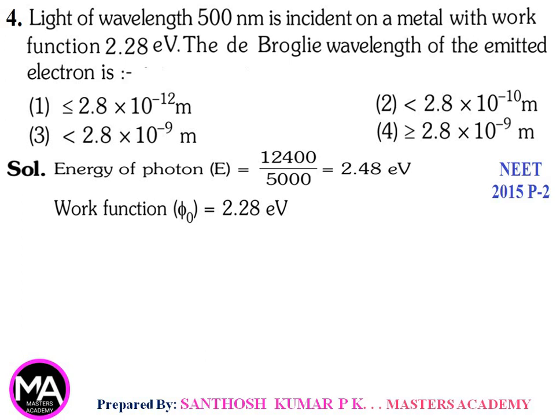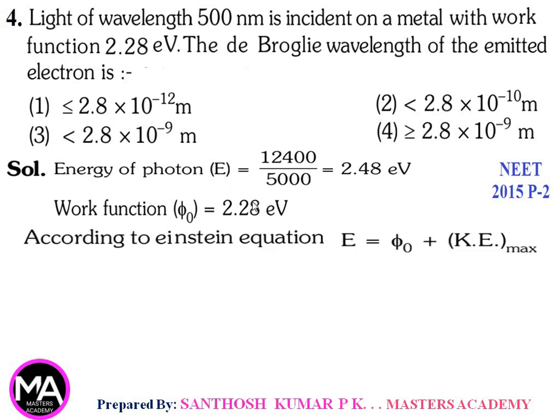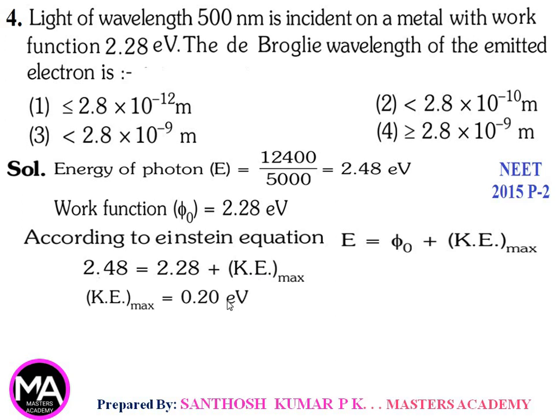Now, the work function given is 2.28 electron volt. Therefore, according to Einstein's equation, E is equal to phi naught plus maximum kinetic energy. That is, the energy of the photon is 2.48, which is equal to work function 2.28 plus kinetic energy. Therefore, kinetic energy is equal to 0.2 electron volt.